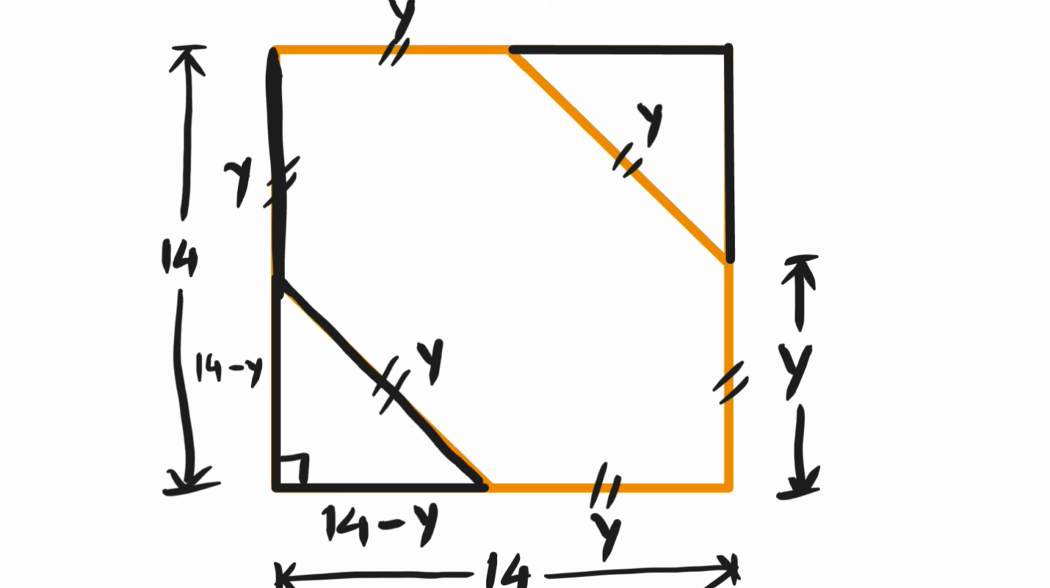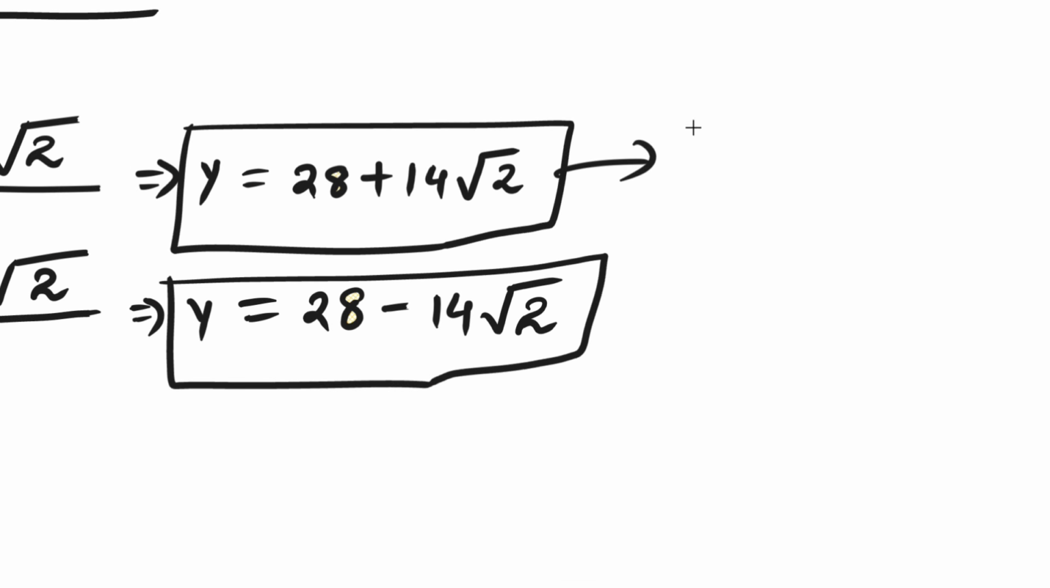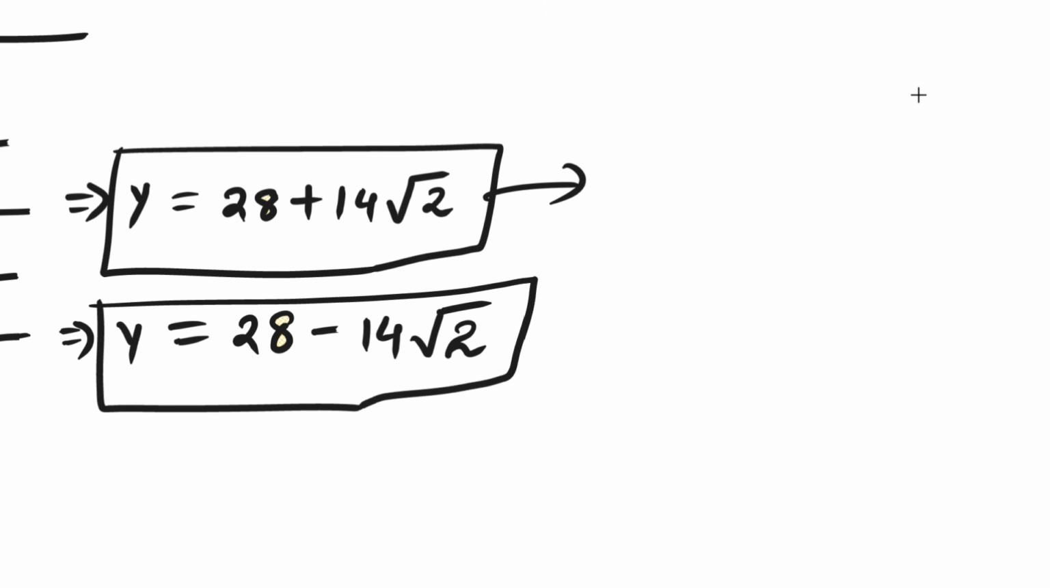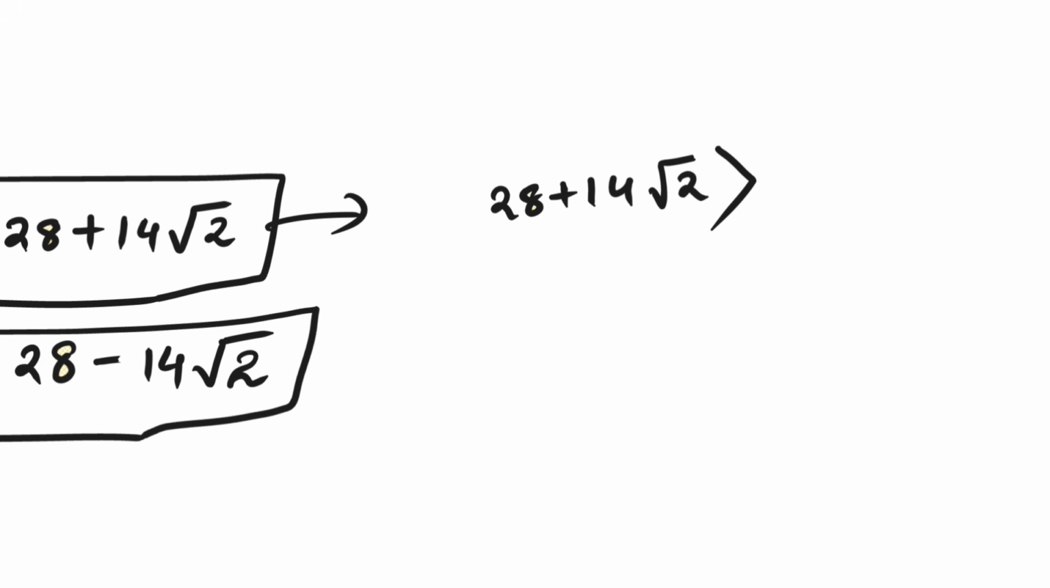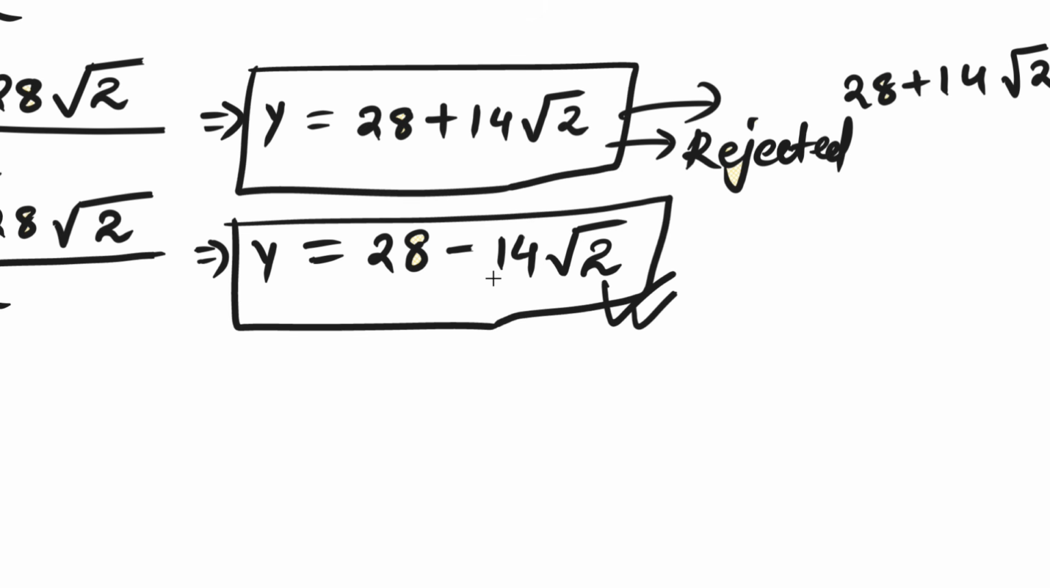Let's check the first solution, 28 plus 14 multiplied by the square root of 2. The square root of 2 is positive, so 14 multiplied by the square root of 2 is also positive. That means 28 plus 14 multiplied by the square root of 2 is definitely greater than 28, and therefore, it is certainly greater than 14. So that value cannot possibly fit inside our 14-unit square. We reject that solution.